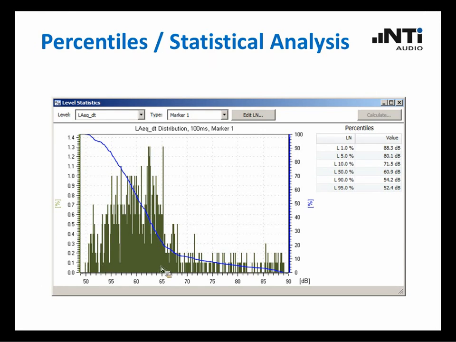And here you see the statistical distribution. These green bars represent the number of occurrences, or the percentage of occurrence, for the corresponding sound pressure levels that are plotted here on the x-axis. The blue curve is the cumulated frequency of occurrence for the corresponding sound pressure level. So no value above 90 dB has happened, whereas 100% of the recorded sound pressure level has been higher than 49 dB.